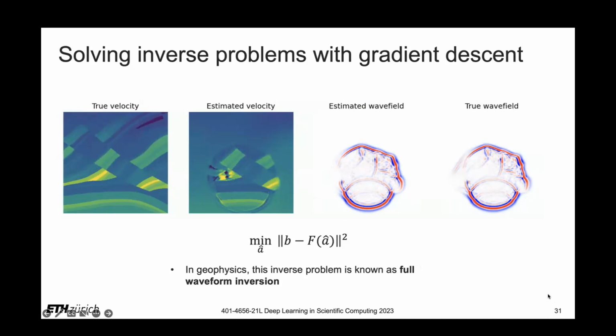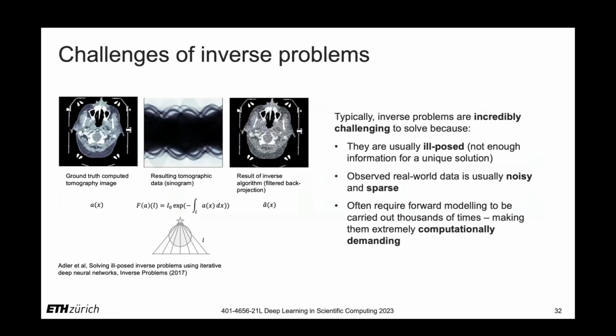This is alluding to the challenges of inverse problems. And if you think simulation is hard to carry out, inverse problems are potentially even harder. One of the biggest reasons is because they're usually very ill-posed. So what does this mean? This means that the observational data that we have doesn't contain enough information to give us a unique value of the underlying inputs that we want to solve for.